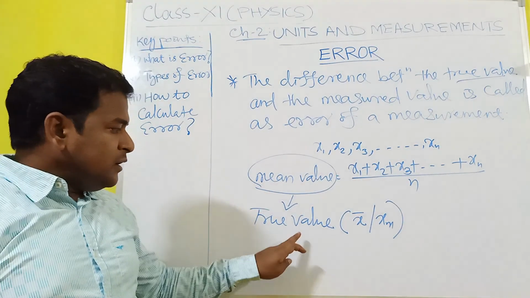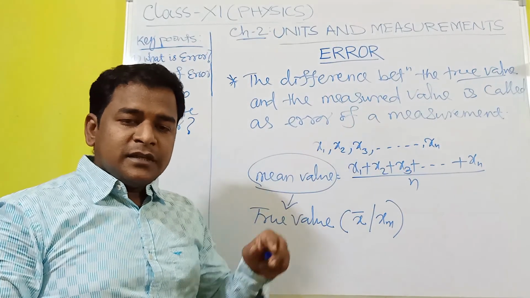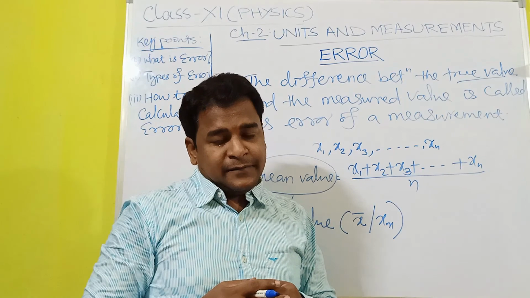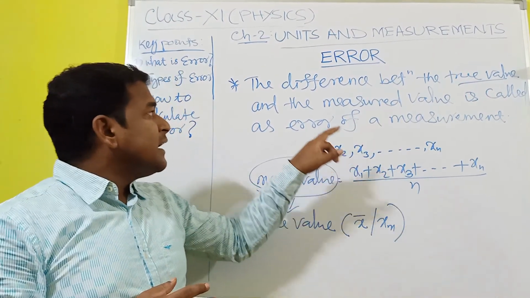Now the difference between the true value and the measured value, where measured value means the individual readings we have taken, is known as error.